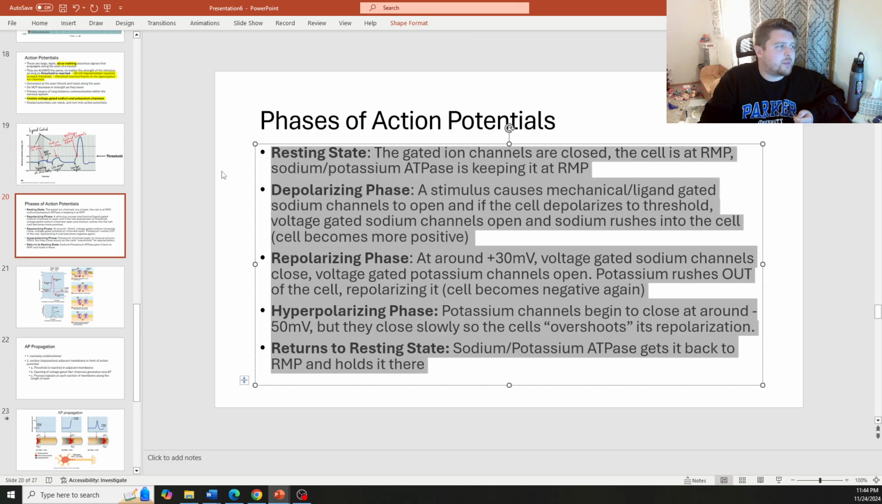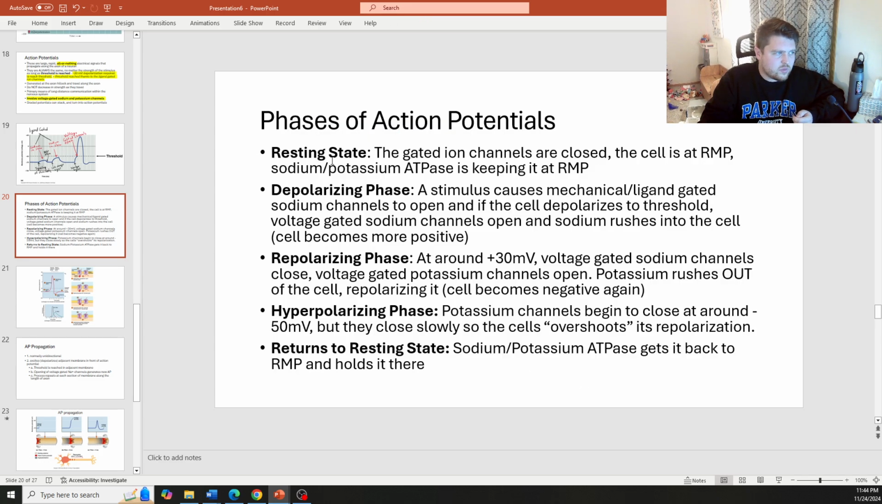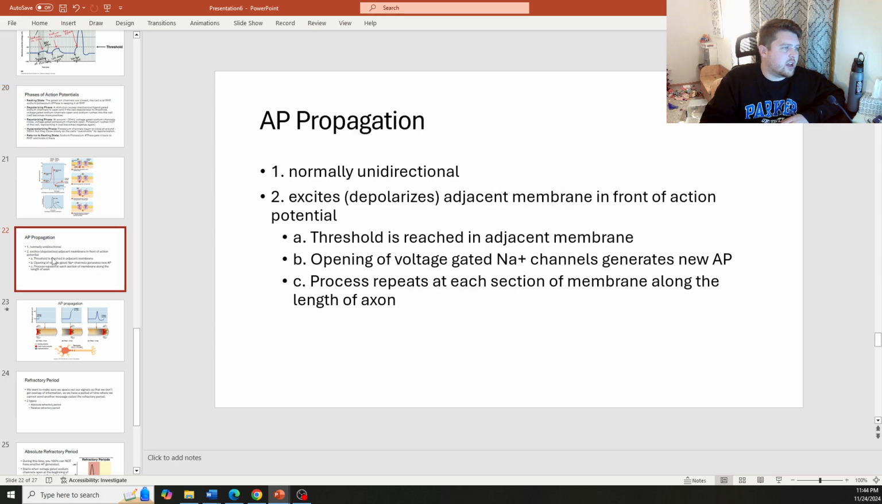This step by step, what each of these phases means, what channels open versus close, all that kind of stuff. This is very, very highly tested material, both in this course as well as Physiology 1. So we really want to remember all of this good stuff.